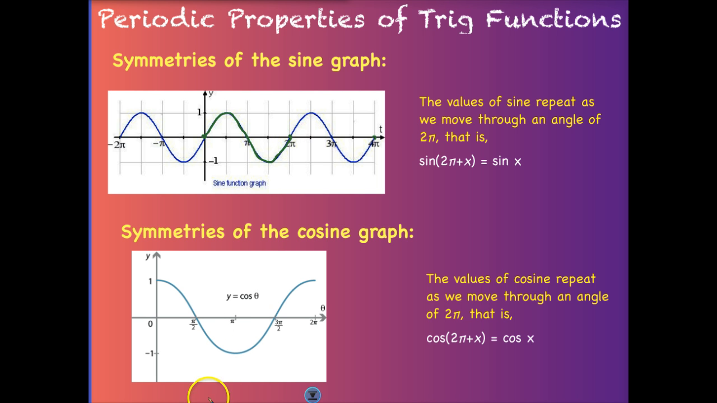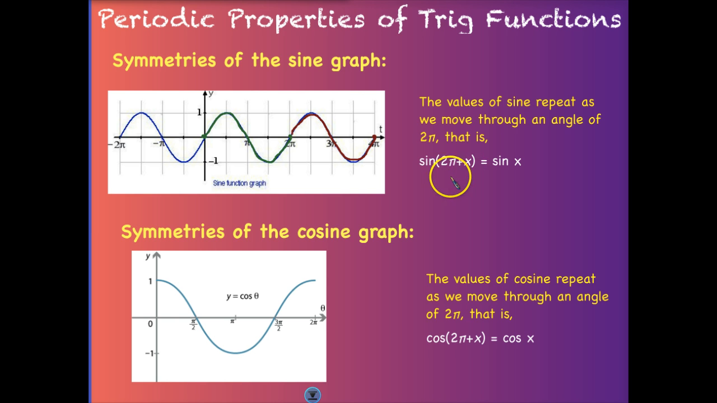If we go through the same pattern, you rise up from 2 pi, drop back down through 3 pi, and then we end up back in the same place at 4 pi. The period of the sine graph, you can see, is 2 pi. So every interval of 2 pi, the pattern repeats.